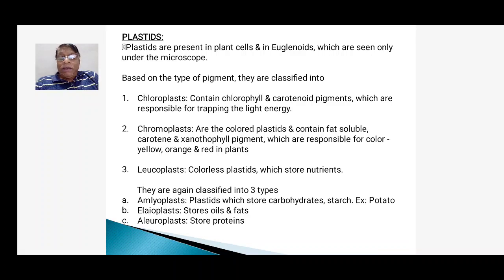Say, for example, these pigments are present in the fruits, in the petals of flowers. So the petals appear yellow, orange, red, blue, even white color. What is the reason? Because the petals contain the colored plastid, chromoplast.